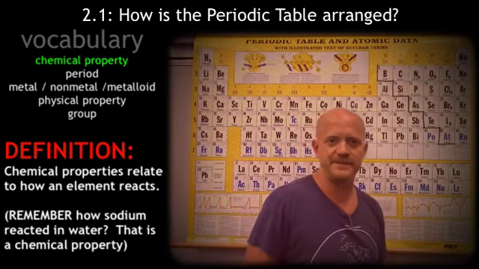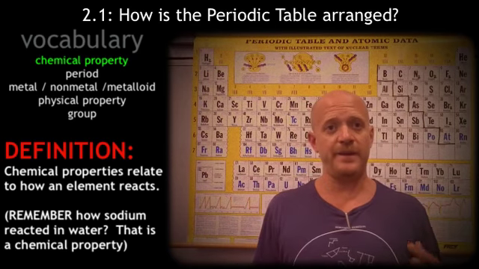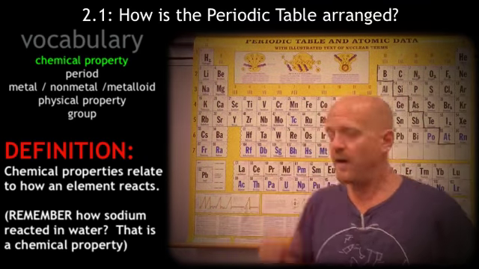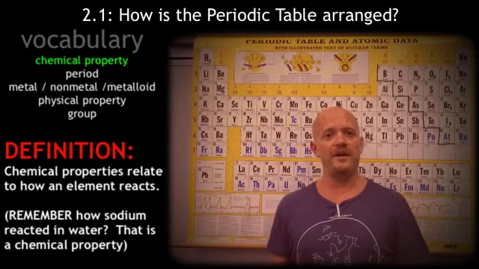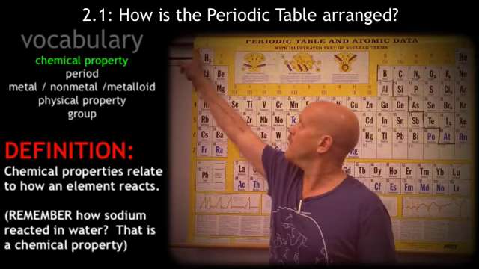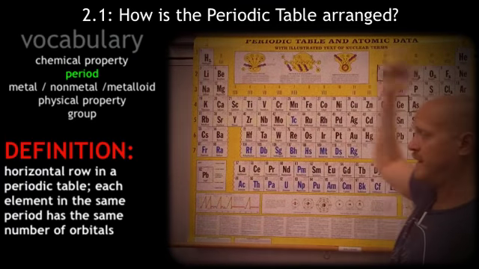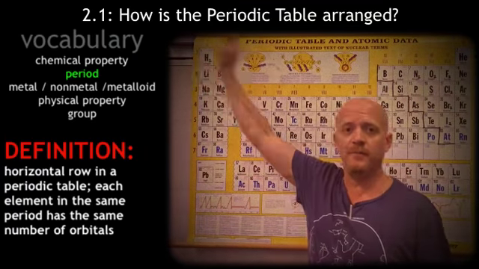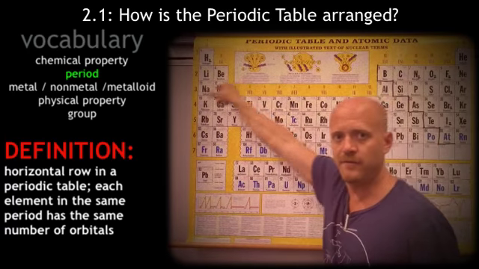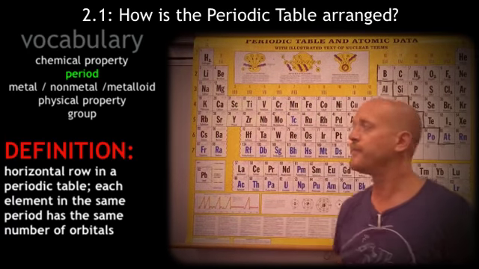So there's a couple of things. The elements on the periodic table, commit this to memory, are arranged in order of increasing atomic number. 1, 2, 3, 4, 5, 6, 7, 8, 9, 10, and so on and so forth. You always read from left to right, and then down and over, kind of like a typewriter.